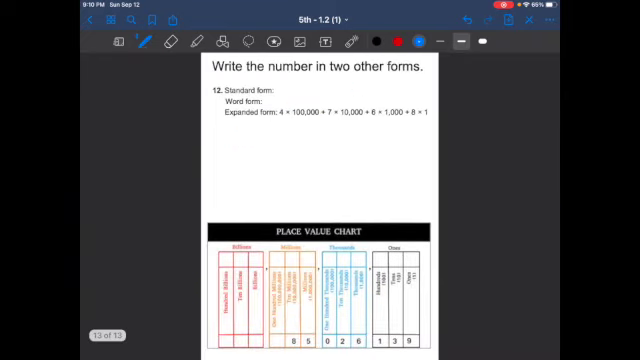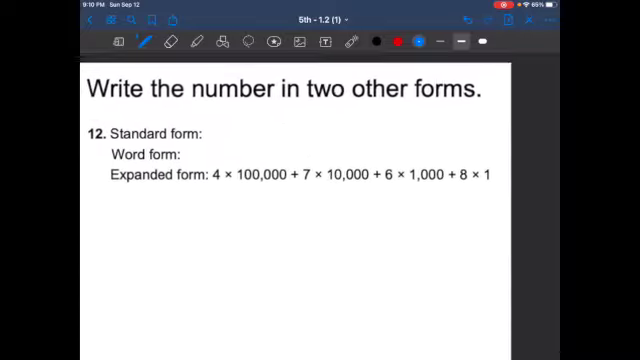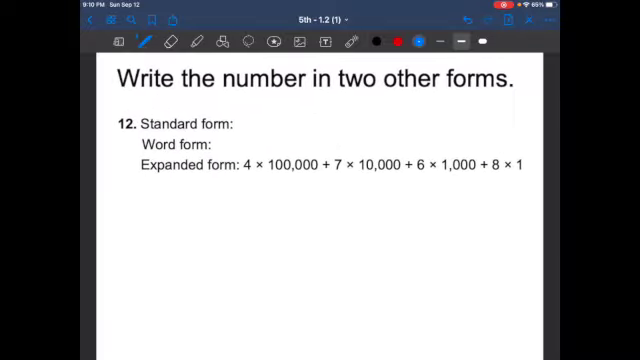I believe this is our last one. Again, please try to answer these questions before I do them. So see if you can do them by yourself, and then we can move forward. Alright, so we got the expanded form. So let's see what we got here. We have 4 100,000s. We have 7 10,000s. We have 6 in the thousands place, and then 8 in the ones place.